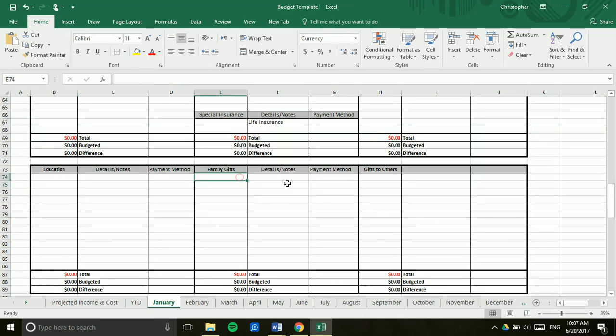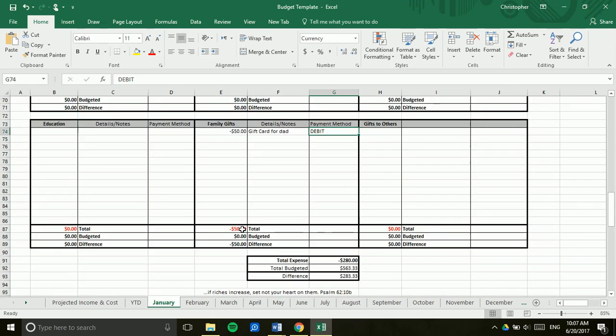So you put the amount here. So let's say you spend $50. Always enter them as negative amounts. $50 on gift card, Dad, and that was paid with MasterCard or Visa or whatever you want to do, debit, right? And then you can keep track of that way. That puts it right in here.